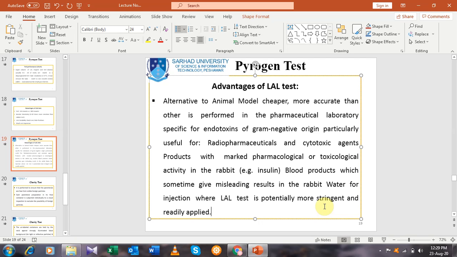That's all about the pyrogen test, how we will perform the pyrogen test, what is the purpose of the pyrogen test, what is the significance of the rabbit selection, and what is the significance and advantages of the LAL test. Comparing the LAL test and the rabbit test, which one is preferred and what are the reasons behind preferring the LAL test rather than the rabbit test.